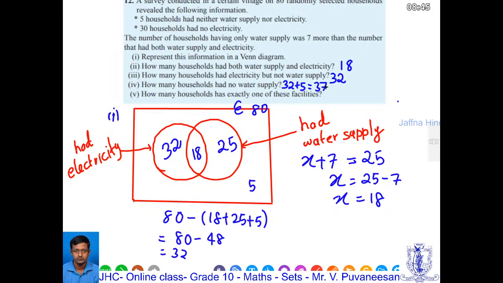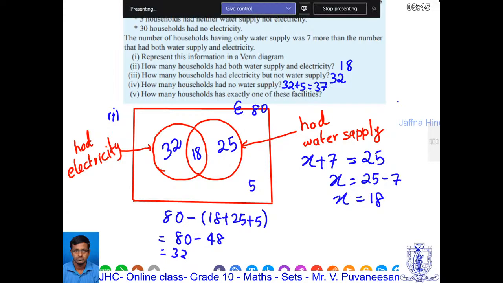Last question. How many households have exactly one of these facilities? Which region? This region that only had electricity and the region that only had water supply. 32 plus 25 equals 57. So 57 households have exactly one of these facilities.